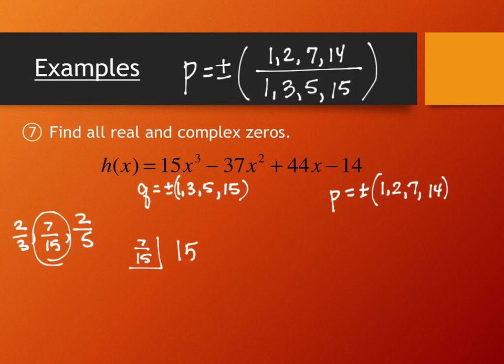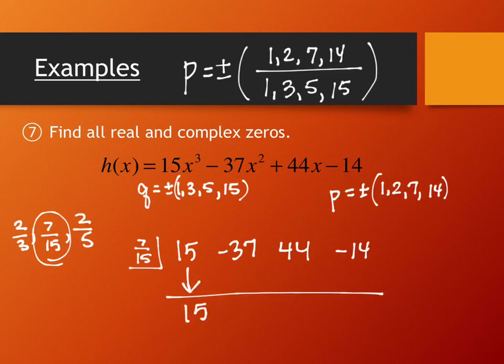I have 15, -37, 44, and -14. So the first number 15 gets brought down. And we're all saying, hallelujah. 7/15 times 15 gives me a whole number. What number does it give me? 7, right? Those 15s cancel. What's -37 plus 7? -30, which also multiplies really nicely by 7/15. Oh, sorry, there's a negative there, yes.